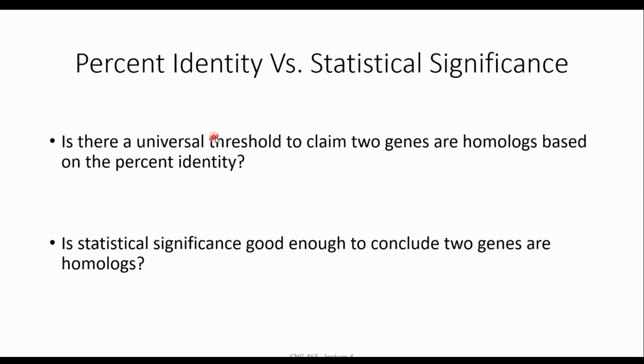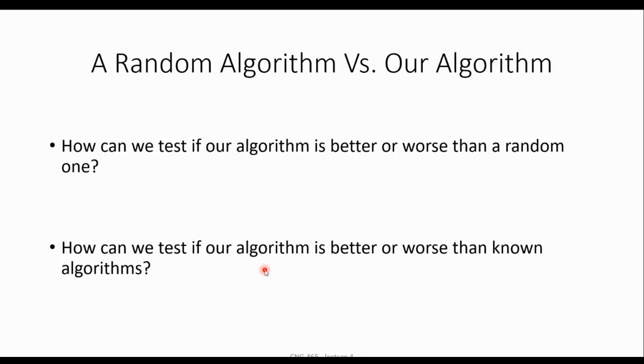But still, it's much better than just checking the similarity between two genes. So statistical significance is very useful in order to compare different algorithms together, different alignments together, but it's not 100%, and from the beginning we should be careful about it. Now, assume that we want to compare our algorithm with other algorithms. So let's say I want to check it with just a random algorithm. What does it mean?